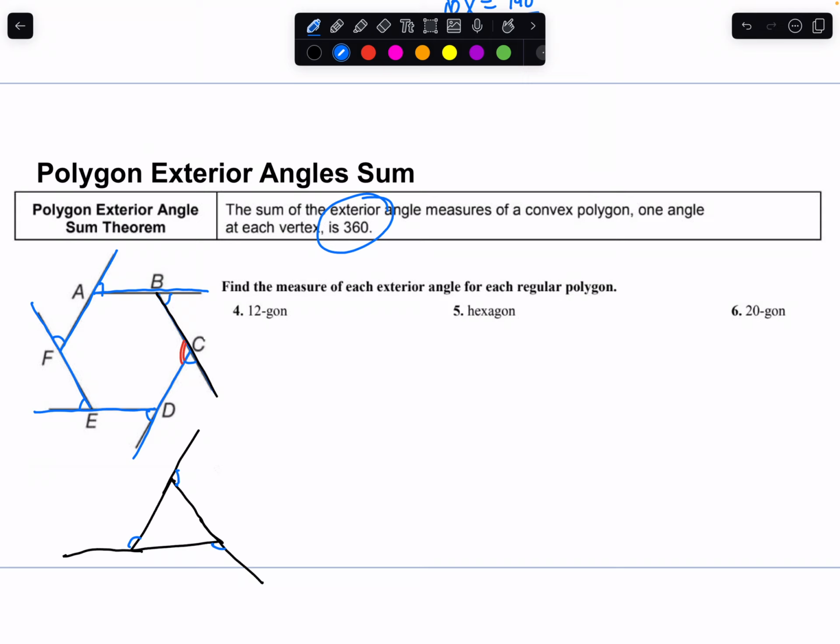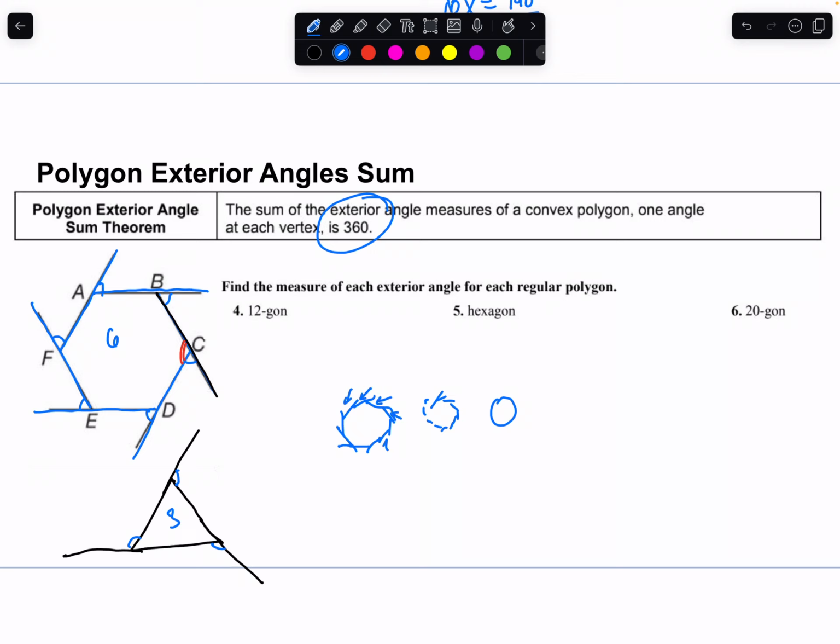Think about this. As the number of sides increases, right? Here I have 3 sides. Here I have 6 sides. The more sides that I have, the closer and closer this polygon is going to turn into a circle. So as the number of sides increases, the angle on the outside decreases, and it's going to have a limit.